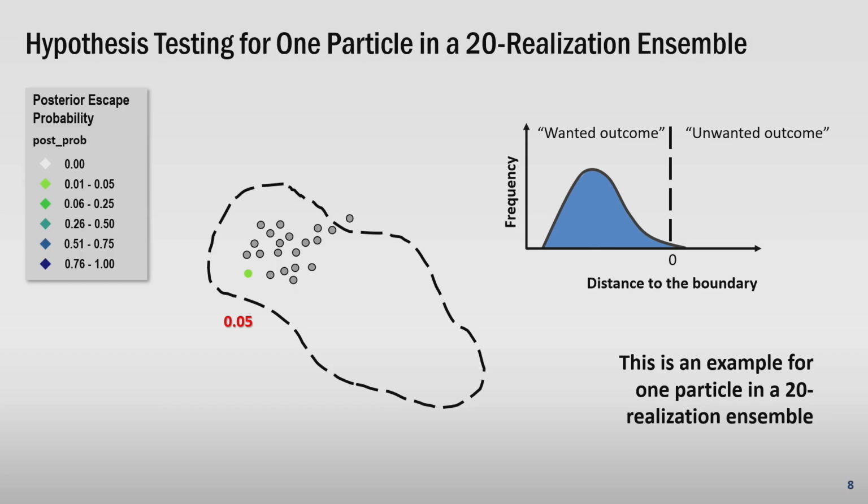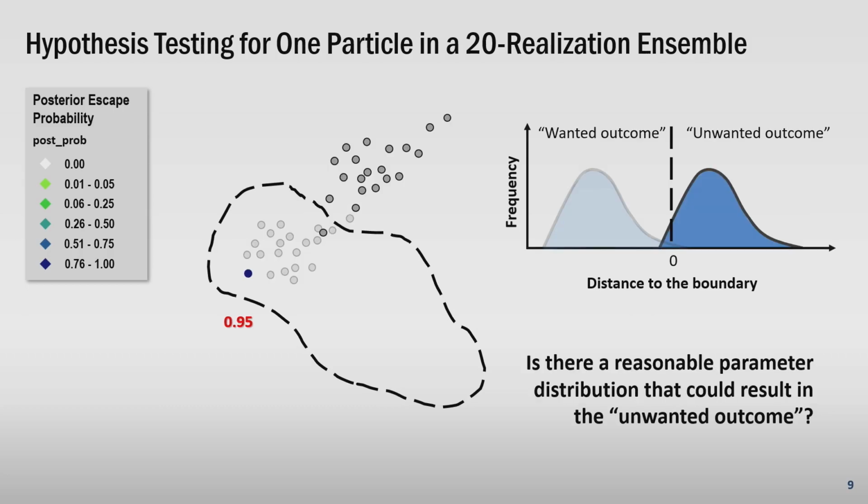Okay? So the unwanted outcome is this situation where only one particle will remain inside, and most of the particles escape our decision boundary. And that's where we are setting our question: is there a reasonable parameter set that could result in this unwanted outcome? And then we went into the mechanics of forcing our uncertainty workflow into this situation.